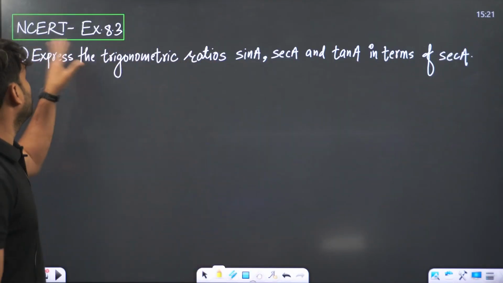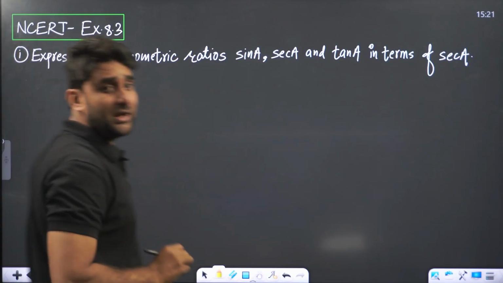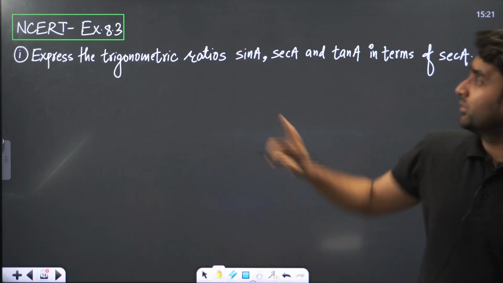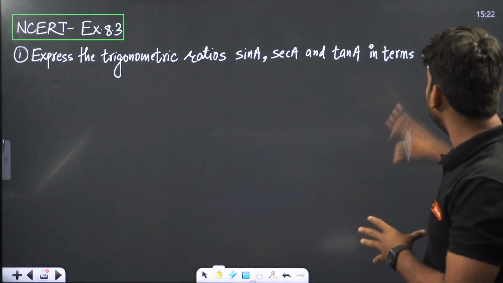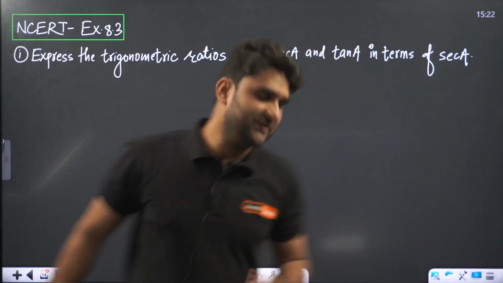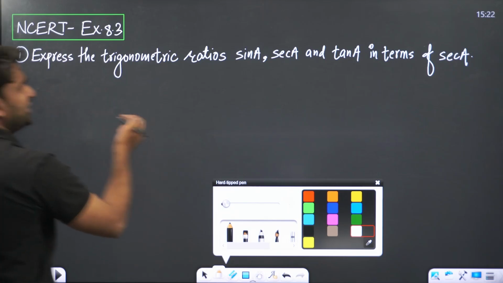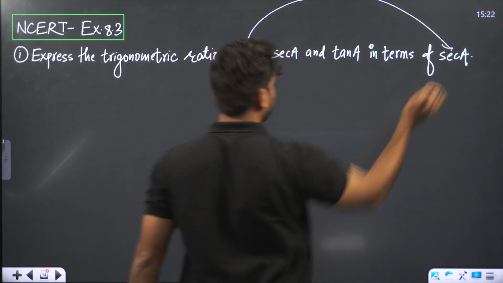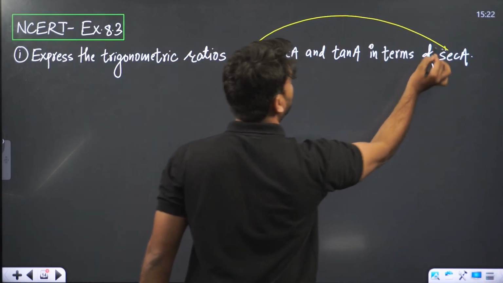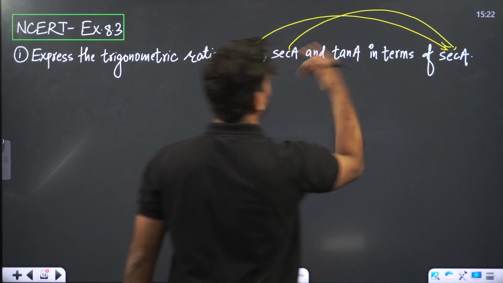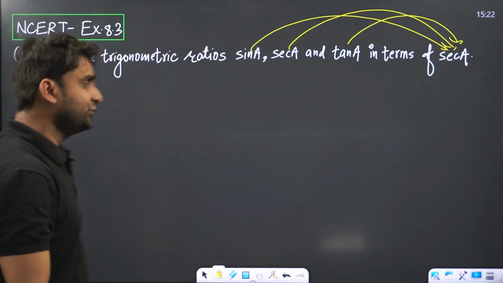Okay, so moving to the question now. Look at question number 1, and this question is from your NCERT exercise 8.3, question number 1. Express the trigonometric ratios sin A, sec A, tan A in terms of sec A. Very easy. So listen everyone. The question is how to change sin into sec A, how we can convert sin in the form of sec A. Sec is already sec, so we don't need to change. And tan in the form of sec A. This is the question. So my dear champion, listen.